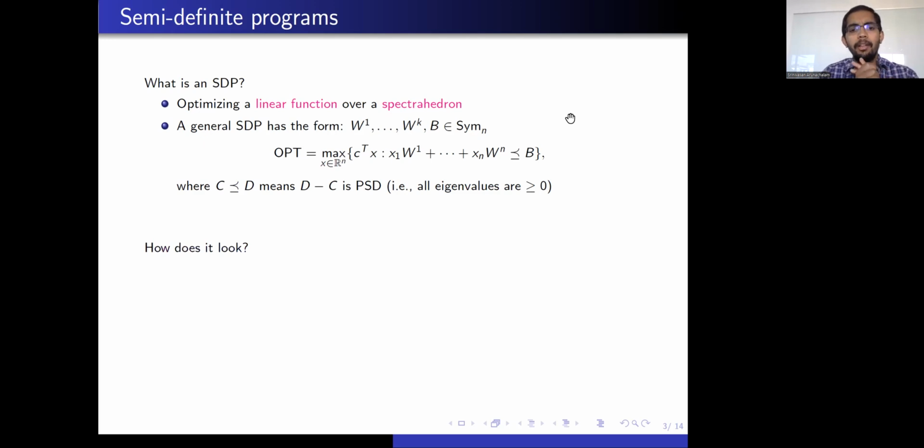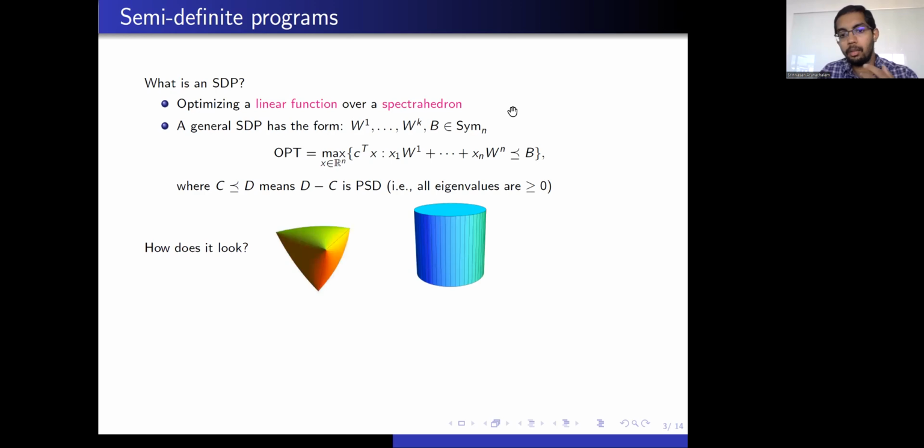So first things first, the spectrahedra, or the geometric object spectrahedra, is very complicated in the sense that it could be a lot more complicated than just a polytope. For example, a spectrahedron could be a cylinder. It could be this weird looking object. So it's a lot more complicated than just a polytope.